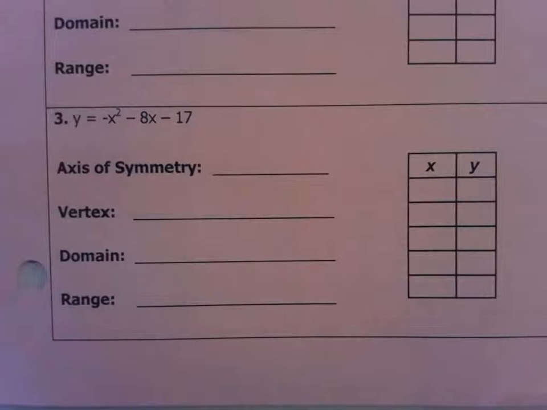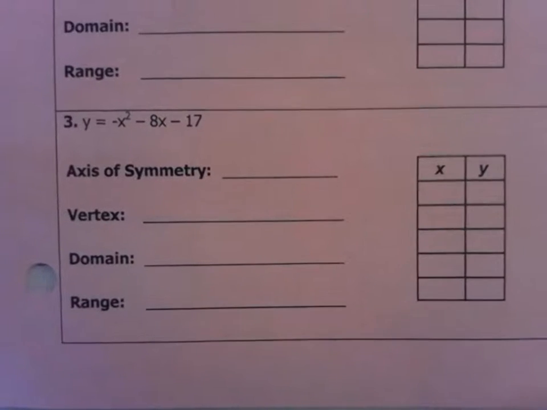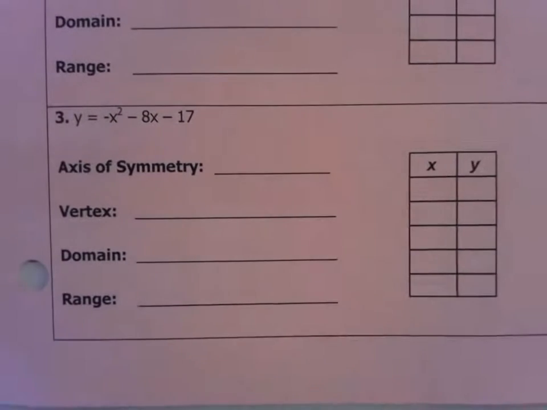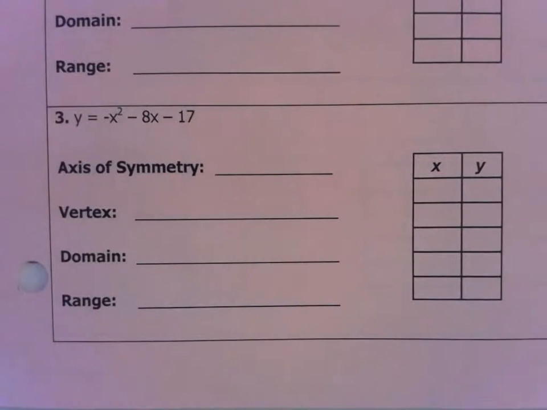If you want to, first of all, you can put if it opens up or down. You don't have to put it. But as I look at number 3, is this opening up or down? Down, because it's a negative x squared, so it's opening down. As it's opening down, we just keep that in the back of our mind. And when we graph it, we should notice it opens down.